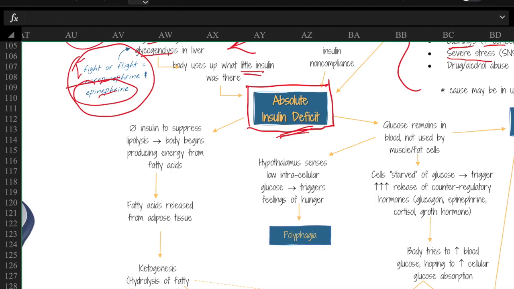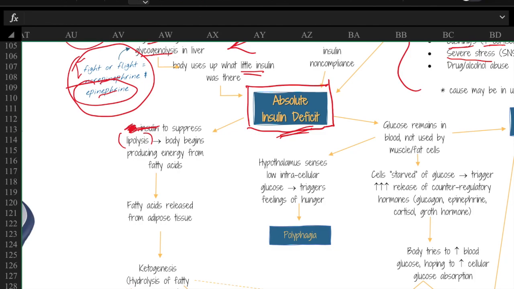So the first thing that's pretty much key to DKA and different from HHS is that you don't have insulin in the body to suppress lipolysis. If you remember from one of the earlier videos, one of insulin's jobs is to stop lipolysis from happening. Remember, insulin loves to take glucose out of the blood and store it. And it stores it in 3 different places. It stores it in the liver as glycogen, in the fat cells as triglyceride, or in the muscle cells as protein, right?